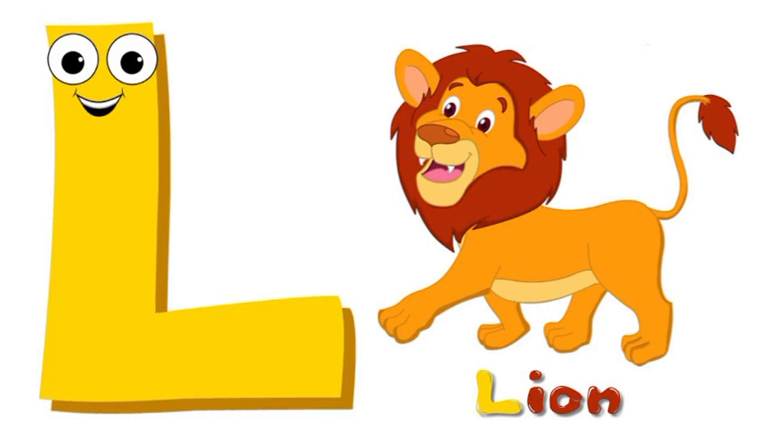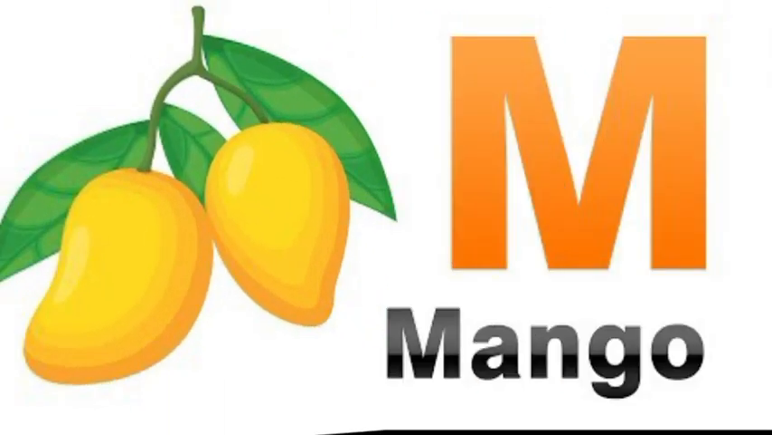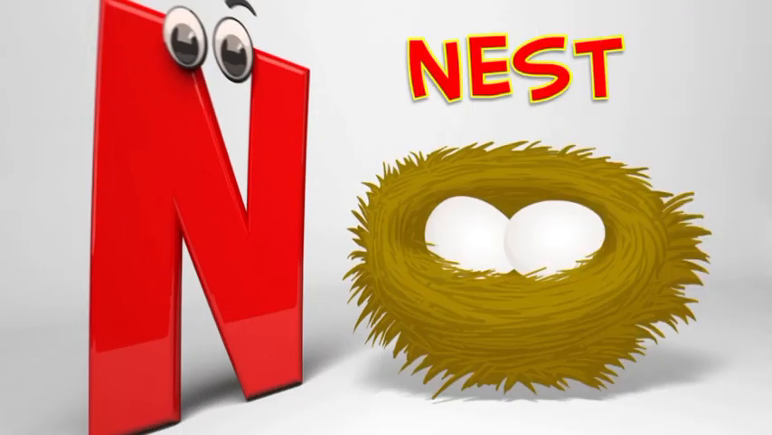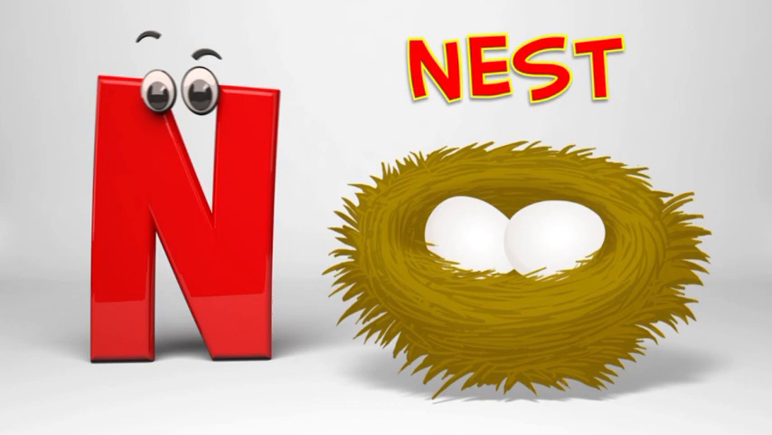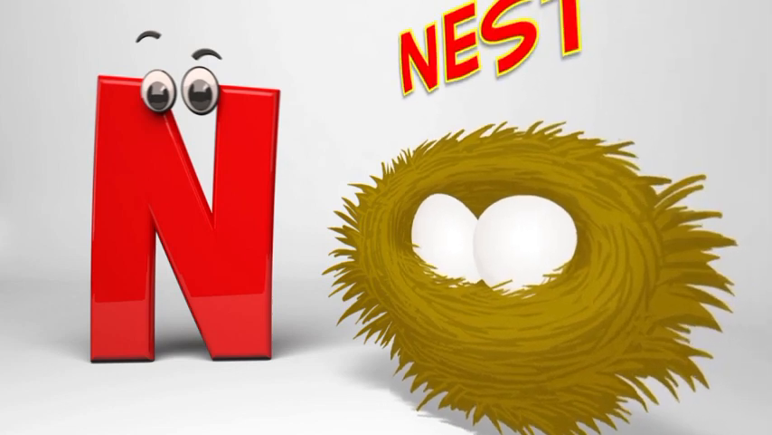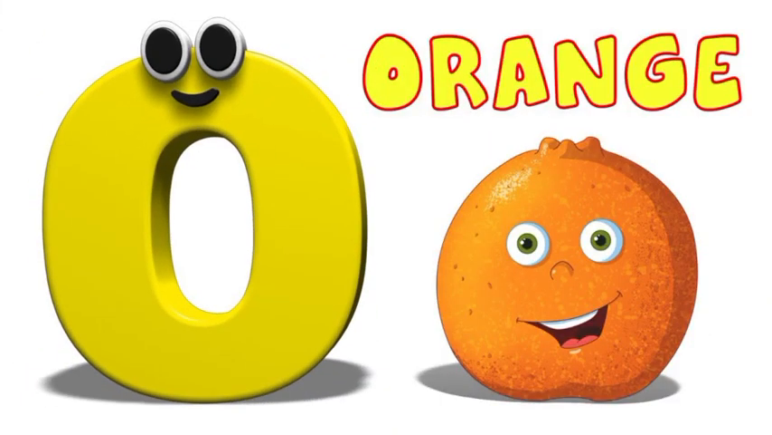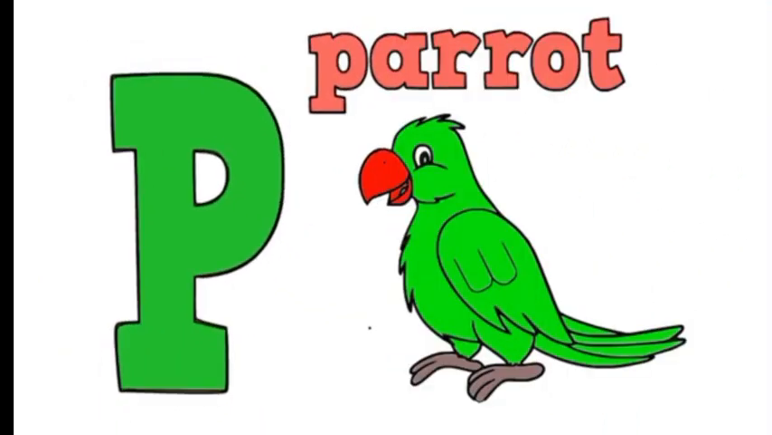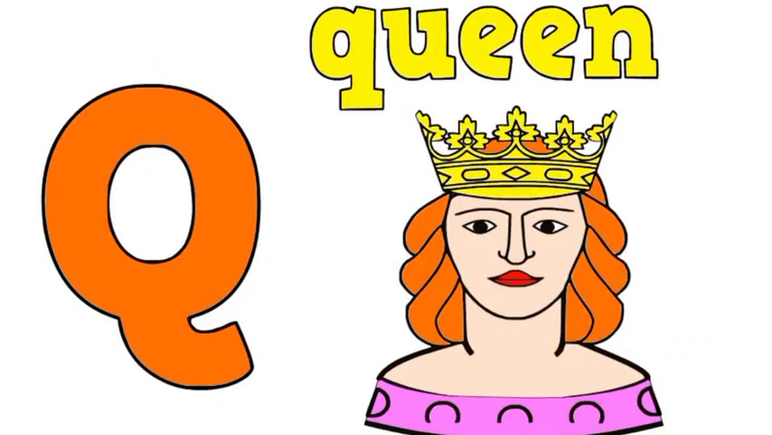L is for lion. M is for mango. N is for nest. O is for orange. P is for parrot. Q is for queen.